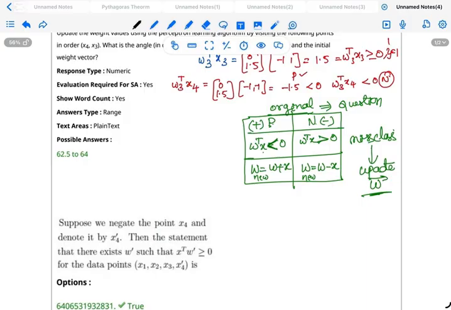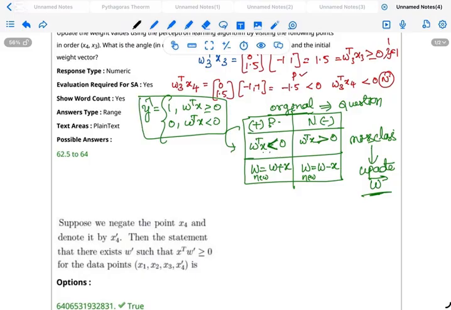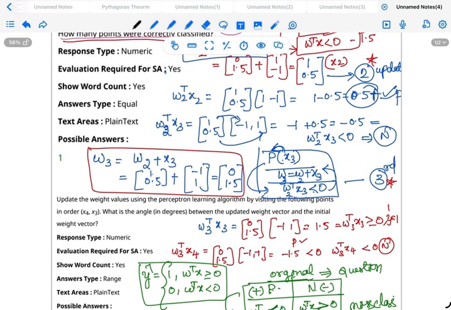Okay, remember this table. The next step is to find W transpose X. For positive, it should be greater than 0. So in the perceptron, y hat equals 1 when W transpose X is greater than or equal to 0, and 0 when W transpose X is less than 0. So positively classified. If it is less than 0, it is misclassified, so further W plus X. So for this question, the correct answer is only X4. Only one is correctly classified, that is X4.